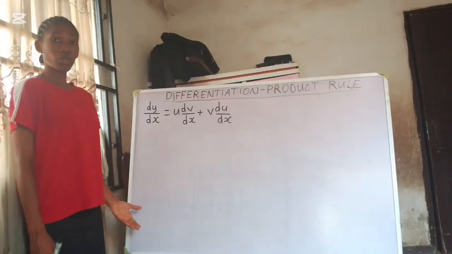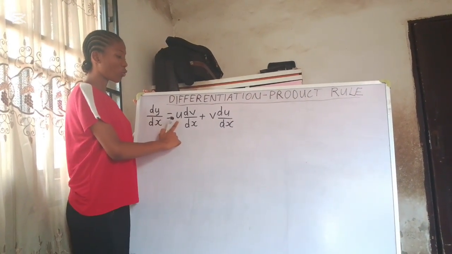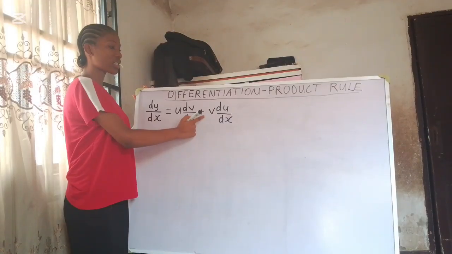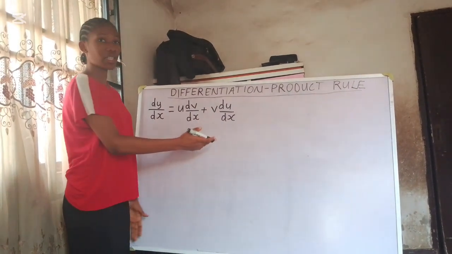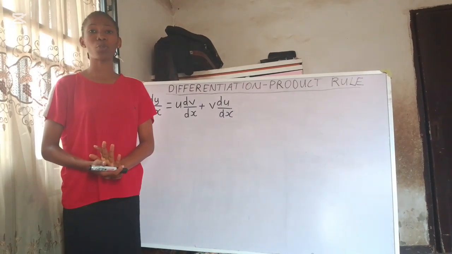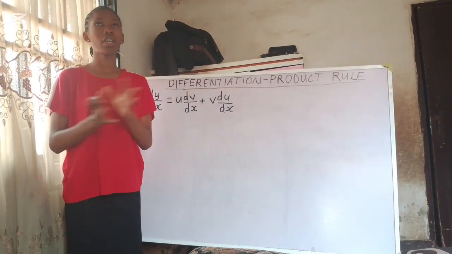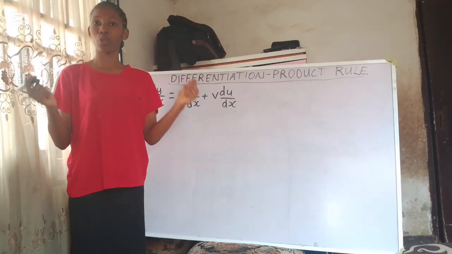So today we are going to continue our marathon on calculus with the product rule of differentiation. The product rule states that dy by dx is equal to u dv by dx plus v du by dx. We use the product rule when you have the product of two functions in one function. You're asked to differentiate a function that involves the product of two functions.